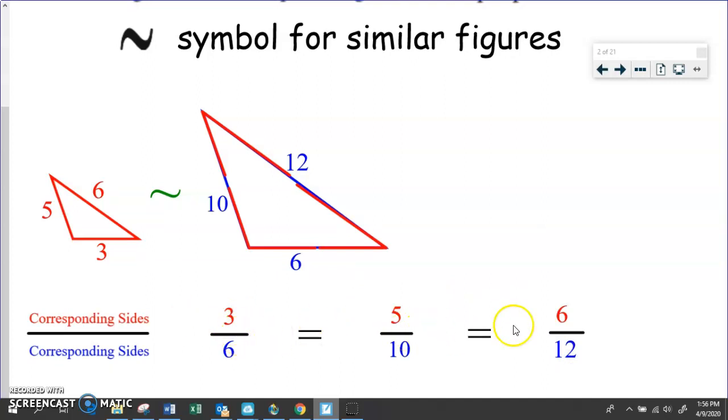And all of those ratios are equal if you reduce them all. If you reduce 3 over 6, you get 1/2. If you reduce 5 over 10, you get 1/2. If you reduce 6 over 12, you get 1/2. So all of those pairs of corresponding sides are proportional. If you divided to get a decimal, 3 divided by 6 would give you 0.5, 5 divided by 10 would give you 0.5, and 6 divided by 12 would give you 0.5.